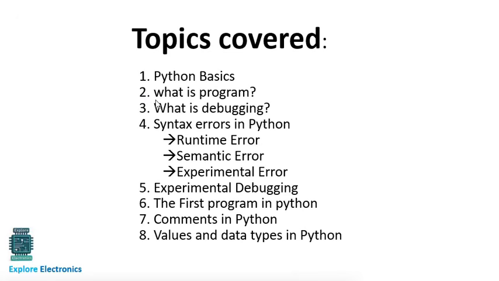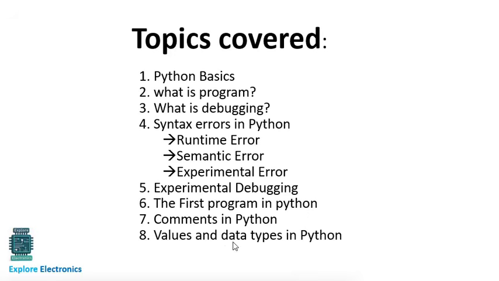Python basics. What is a program? What is debugging? What does debugging mean? Syntax errors in Python. We have 3 error types: runtime error, semantic error and experimental debugging. The first program in Python, which is hello world. Comments in Python. How comment lines are written and why comment lines are ignored in Python. Let us understand those. Values and data types in Python.